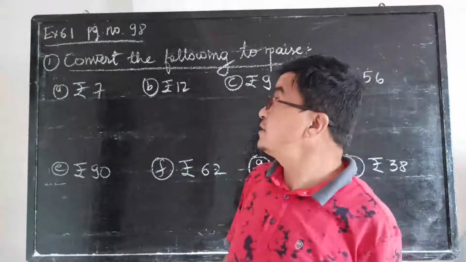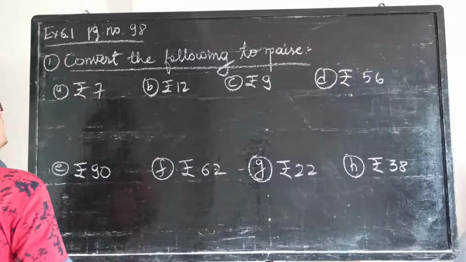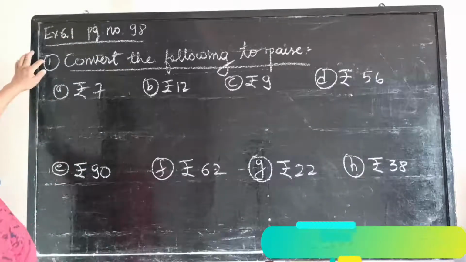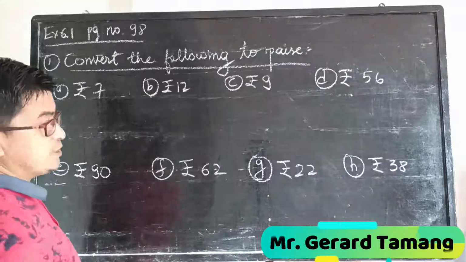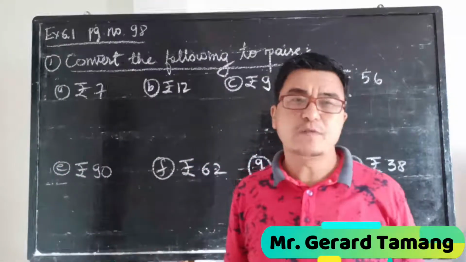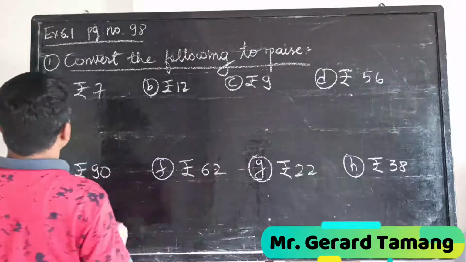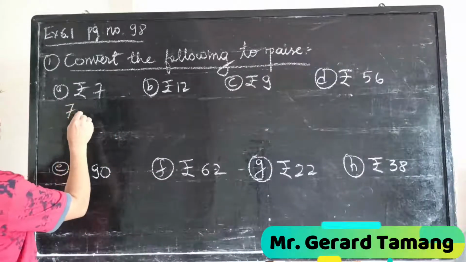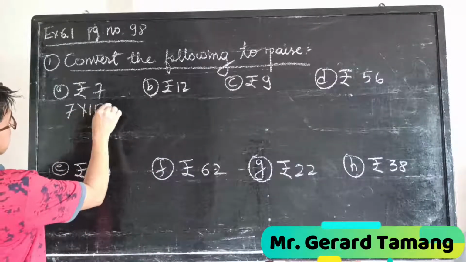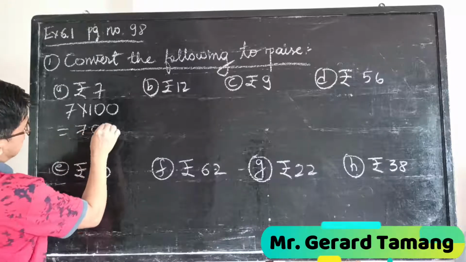Now we'll solve exercise 6.1 on page number 98. Number 1. Convert the following into paise. When we convert rupees into paise, we have to multiply by 100. Now look here. Rupees 7 multiplied by 100 is equal to 700 paise.